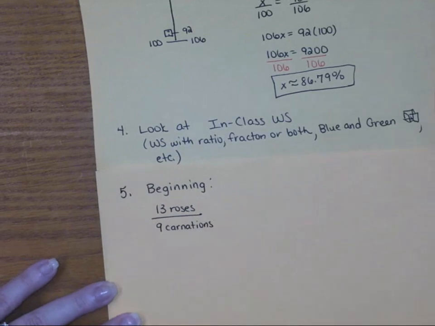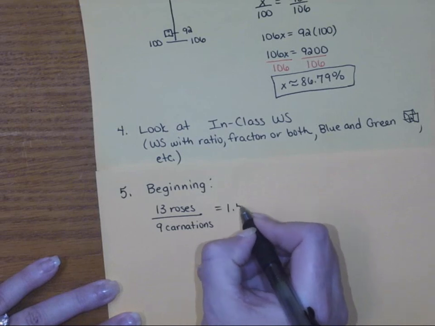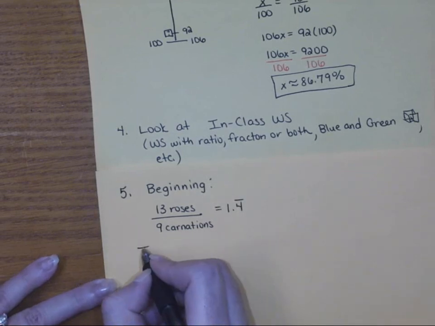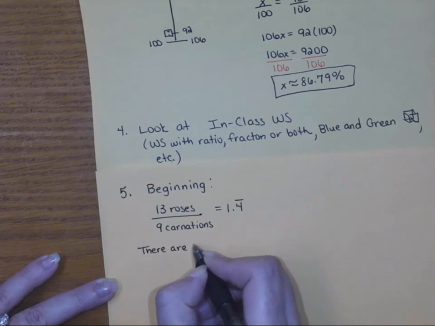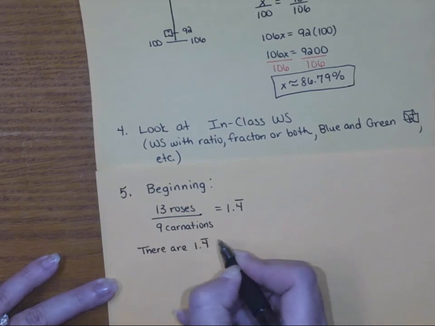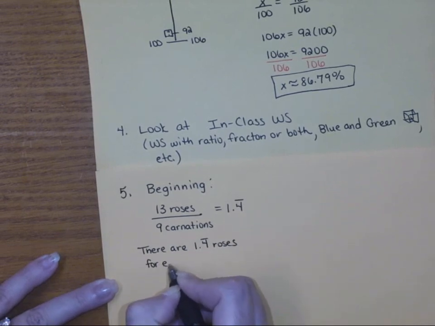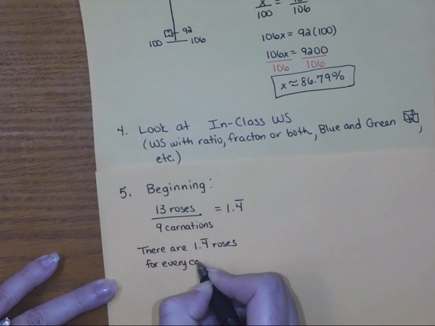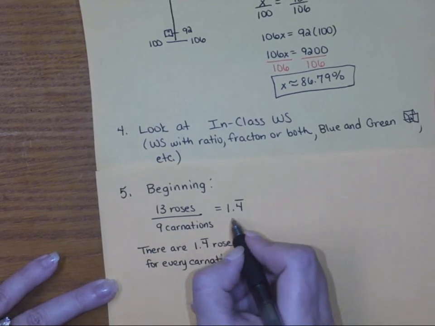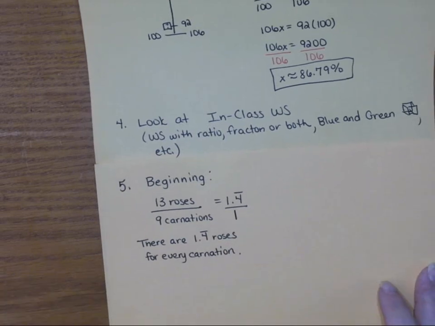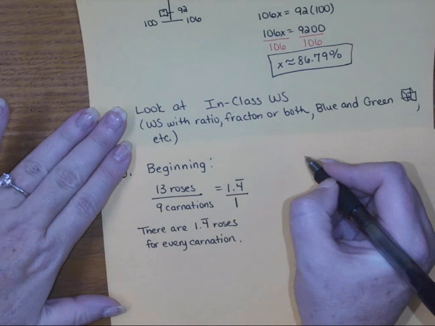Notice this is a part-to-part comparison. If you were to divide them, you are going to get 1.4 with a bar over it. So let's talk about what that means. That means there are 1.4 with a bar over it roses for every carnation. That's what it means. It means the ratio. So in other words, really you're thinking of it like 1.4 to 1. Okay, even though sometimes we don't write the 1.